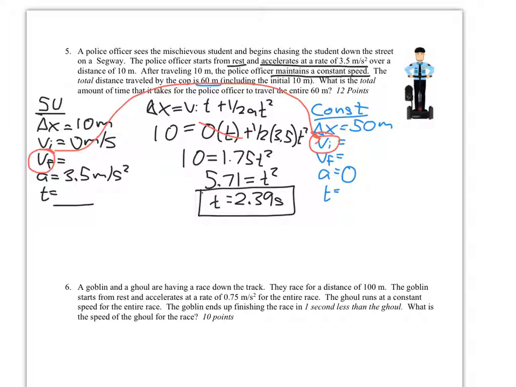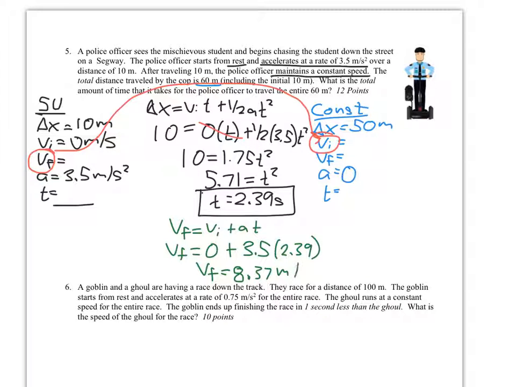I also want to find my final velocity, again because of the link that I just talked about up here, so I'm going to go ahead and solve for that final velocity. There are a few ways we could do that, but I'm just going to say vf equals vi plus a t. So vf is going to be equal to 0 plus my acceleration, which is 3.5, times 2.39 seconds. So I get a final velocity there of 8.37 meters per second.